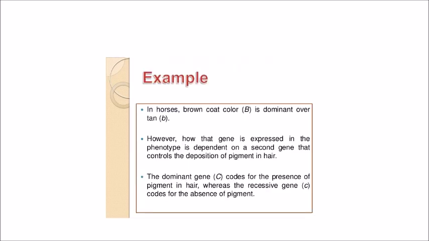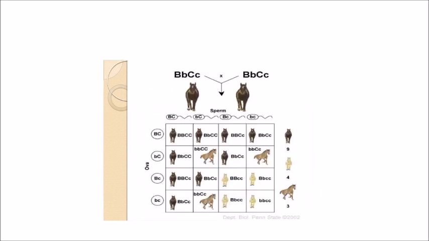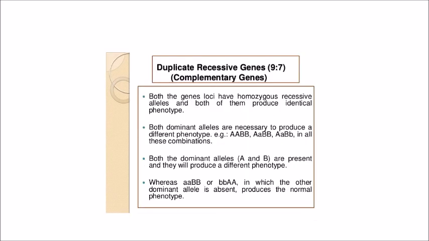There are so many examples. One of the classical examples is in case of horse, where the brown coat color is dominant over tan. Also apart from this, there are so many examples out there. How can we represent it? Next, duplicate recessive genes. What about duplicate recessive genes? It is also called complementary genes. It's called 9:7, because both the gene loci have homozygous recessive alleles and both of them produce an identical phenotype.